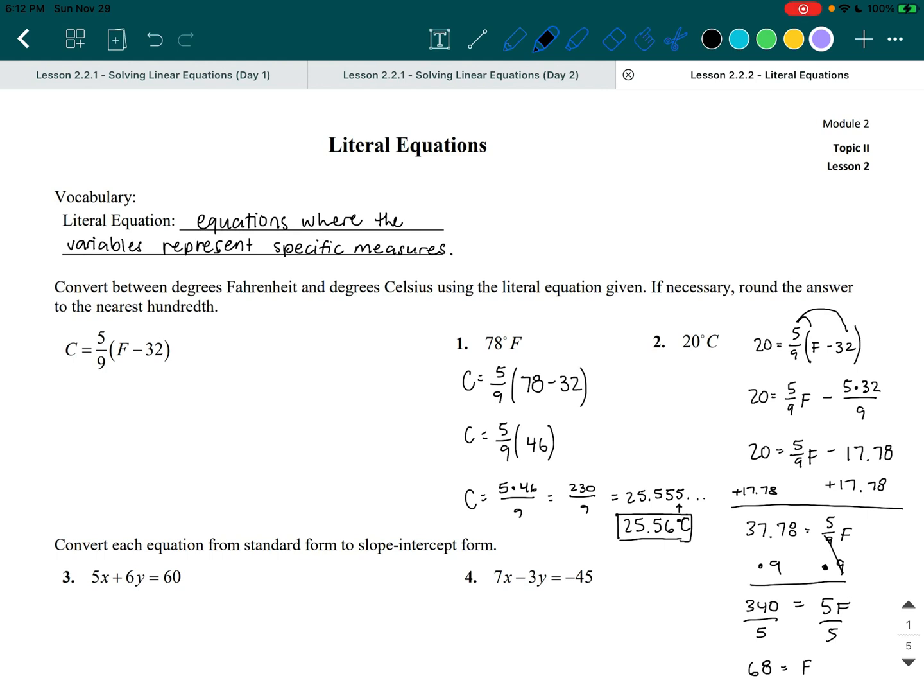So 68 degrees Fahrenheit. All right. There we go. That's numbers 1 and 2. That's converting between degrees Fahrenheit and degrees Celsius.